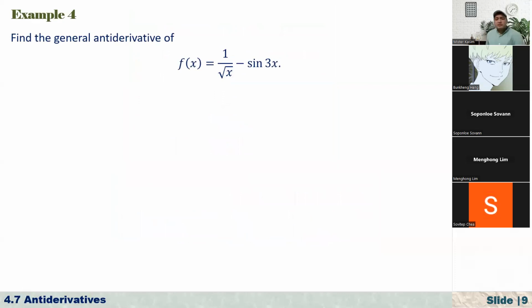Find the general antiderivative of this function. So here we have the solution. We are looking for this capital F. So that's equal to, we have just found this, here we have 1 over square root of x is equal to x to the power of minus 1 over 2.